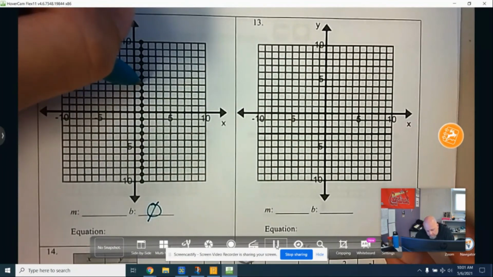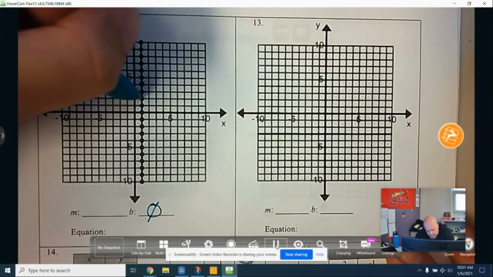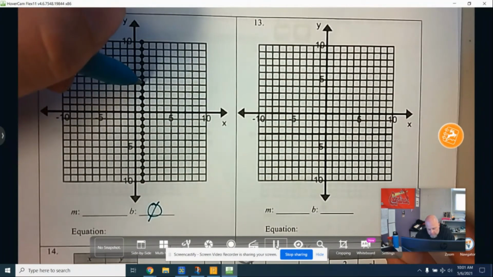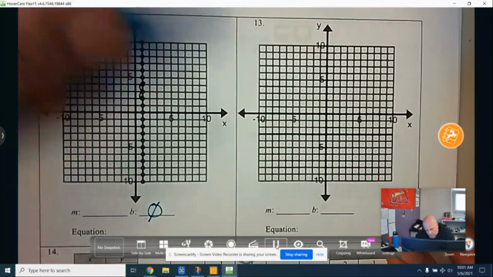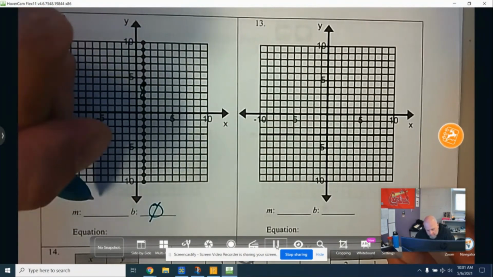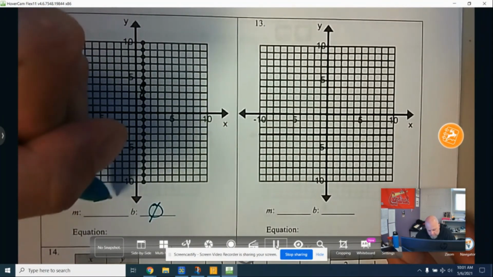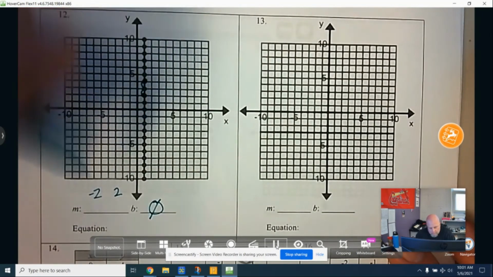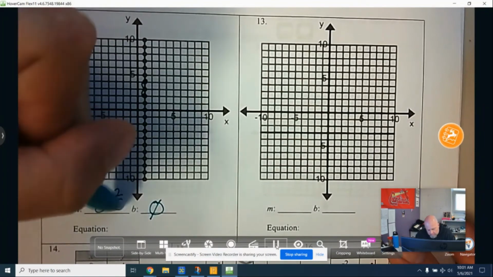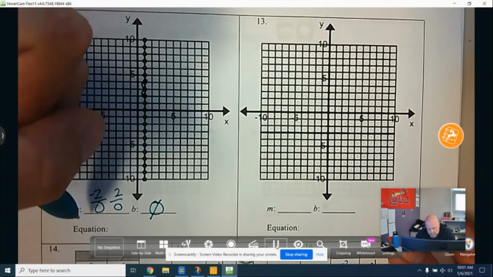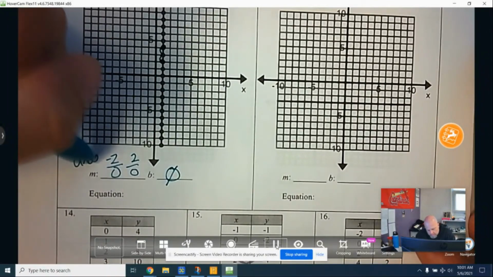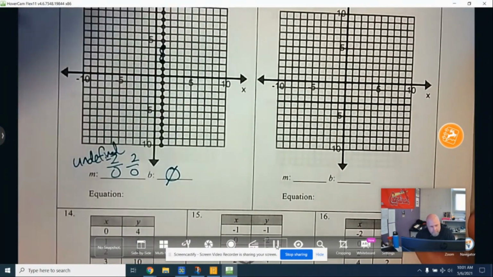Okay, my m. So I can pick a point, and then I can pick another point. I mean, there's tons of points I could pick. And I say, well, how much do I got to rise? Well, let's say I got to fall or rise. It doesn't matter which way you go with this one. So you can say you got to fall 2, or you got to rise 2. But how much do you got to run? You don't have to go left or right any. So negative 2 over 0 or 2 over 0 is the same answer. And that's when we get the undefined slope.